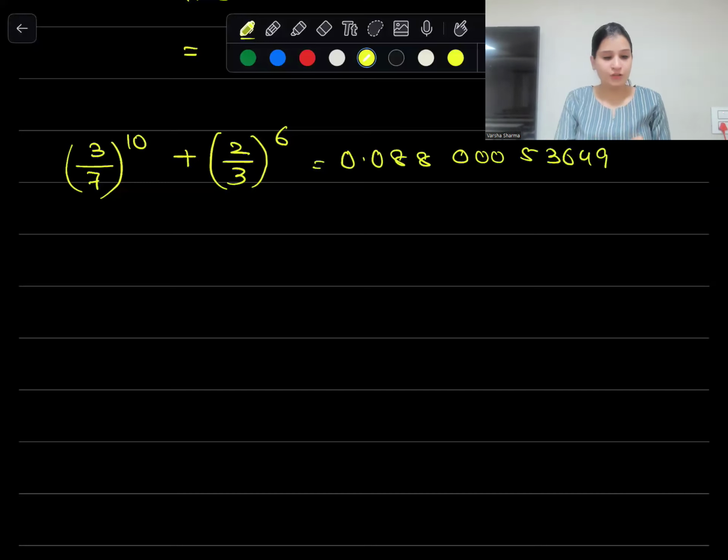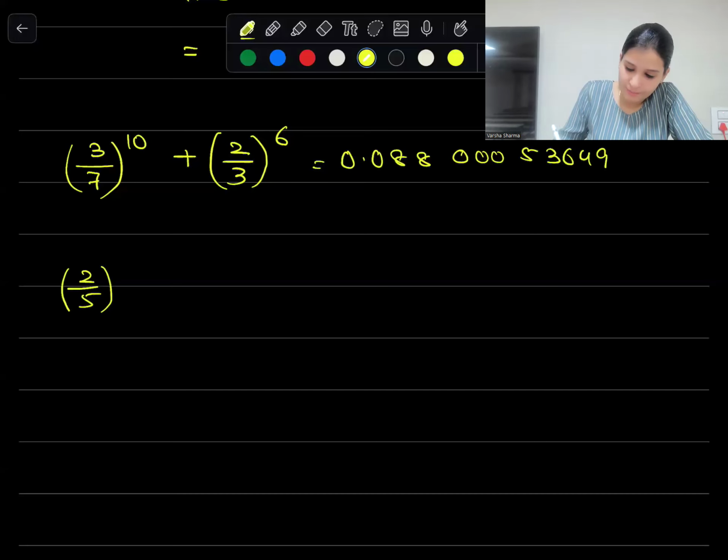This should be on your screen. Yes, ma'am. Now there is also a minus one. So how do we do that? 2 by 5 raised to the power 7 minus 3 by 4 raised to the power 5.